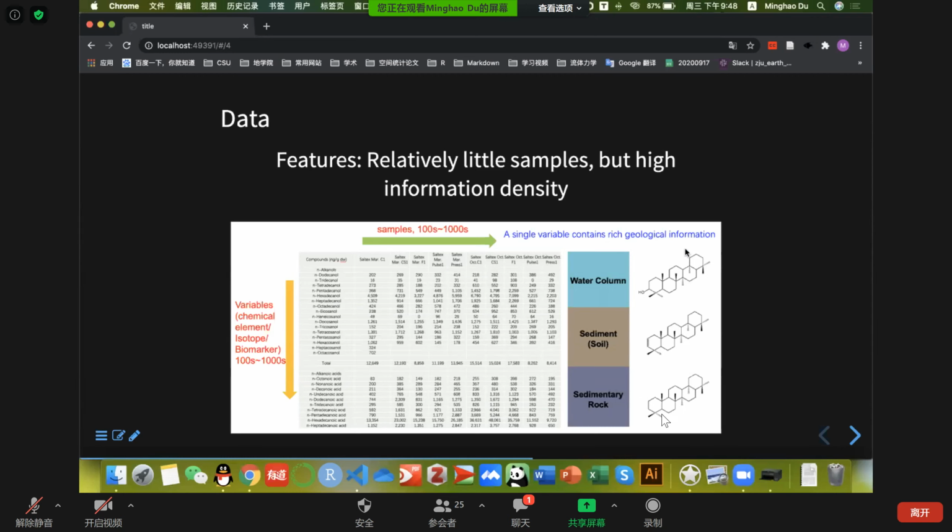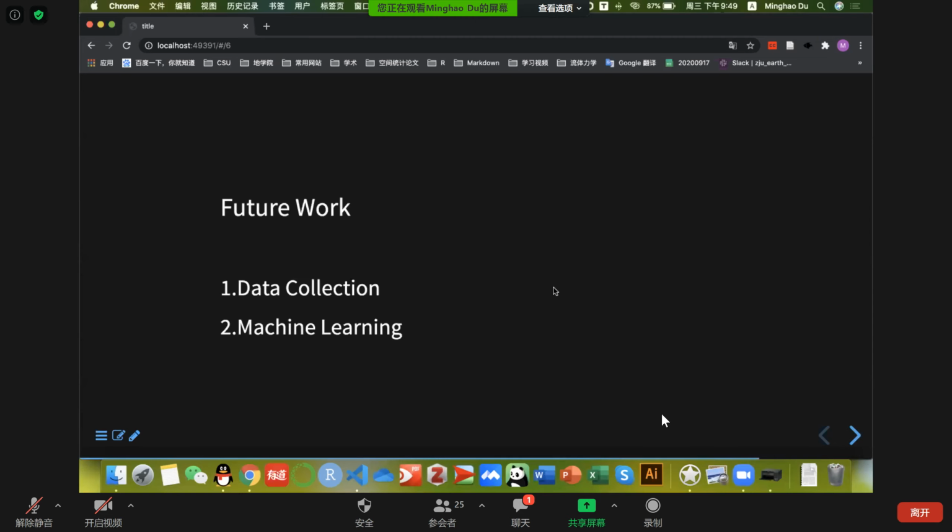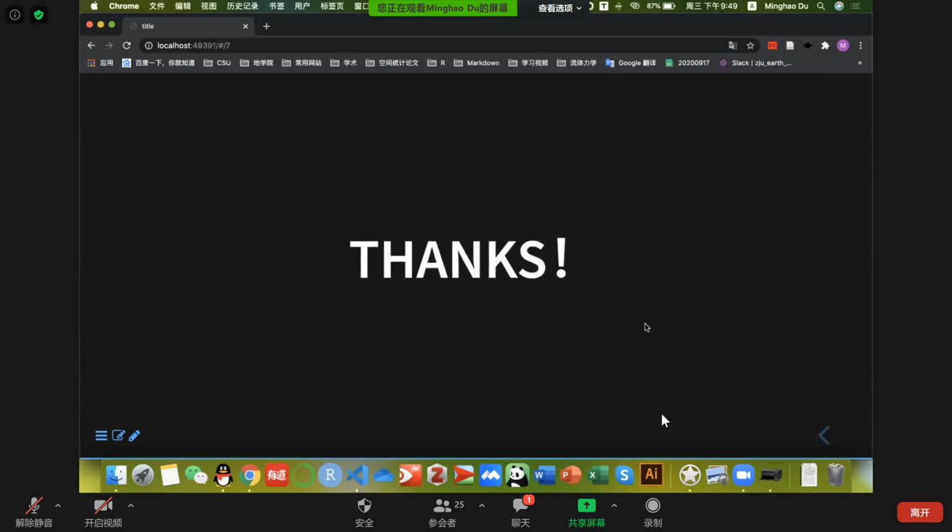Now we have collected 11 papers in total. The collection of data requires strong domain knowledge. In addition to the content of the variables, we also need to collect the environmental and geographic information, so it's a little difficult. In the future, we will continue to collect data, and at the same time, we will use the data we have collected to try some machine learning algorithms. That's my talk. Thank you for listening.